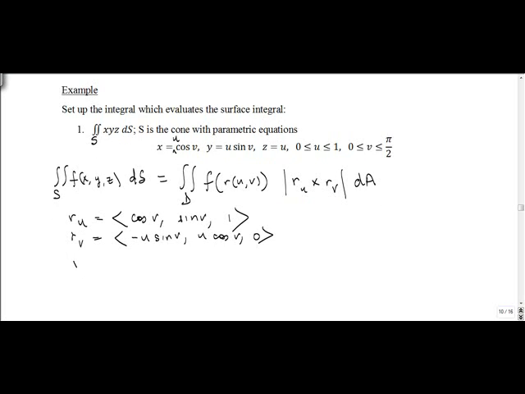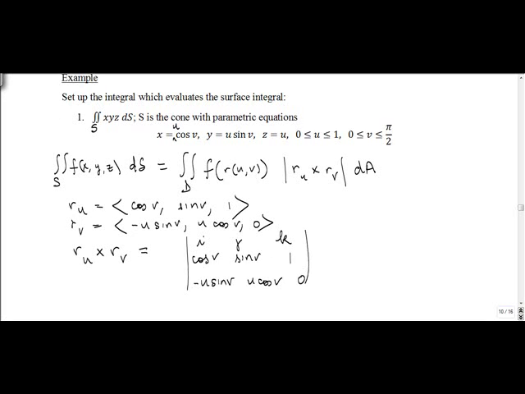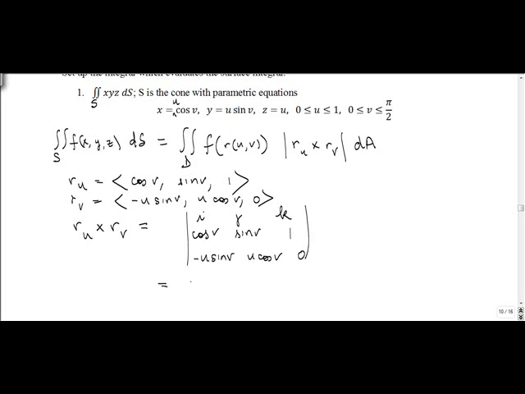Now, let's find the cross product, Ru cross Rv. I'll set it up, but you can always put these into your calculator, okay? When you put it into your calculator, you should get minus u cosine v, minus u sine v, and u. Just check it out. Make sure I'm correct, please. U sine v is supposed to be positive.